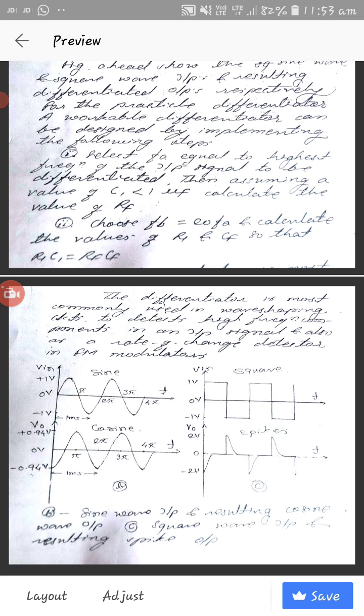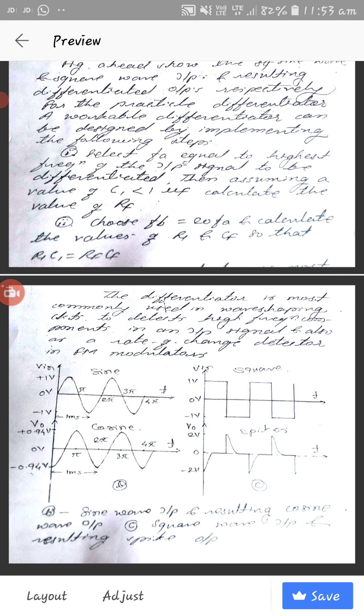For the practical differentiator, a workable differentiator can be designed by implementing the following steps. In the first step, select FA equal to the highest frequency of the input signal to be differentiated. Then, assuming a value of C1 less than 1 microfarad, calculate the value of RF. Second step is to choose FB equal to 20 FA and calculate the values of R1 and CF, so that R1 C1 is equal to RF CF.